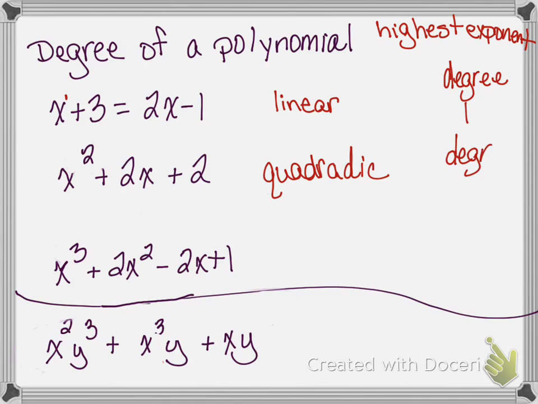Okay? This one is a degree of 2 because the 2 is my highest exponent. That's what I'm looking at. It doesn't matter that this term right here has an exponent of 1. Okay? It only matters that my highest exponent is 2.